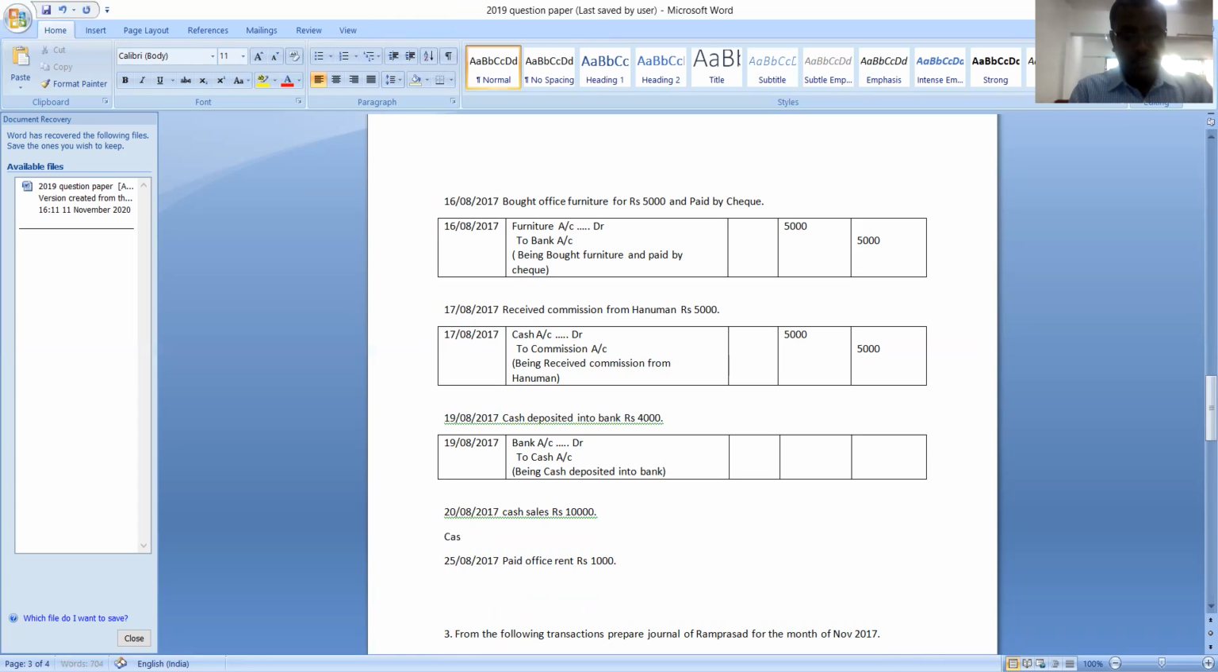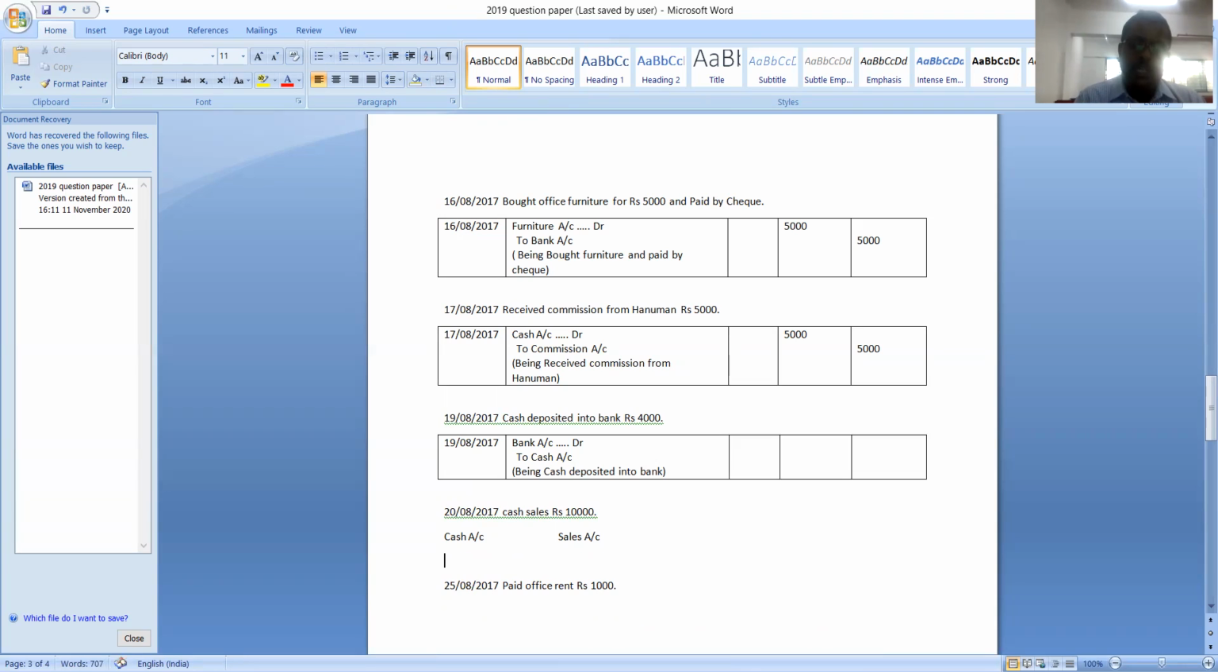Cash sales in the sense, one is cash account and another one is sales account. Cash sales means goods sold for cash. They are not selling the cash. Cash is which account? Cash is a real account. Sales are which account? They are nominal account.